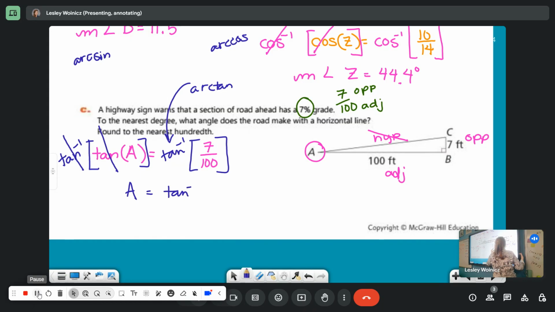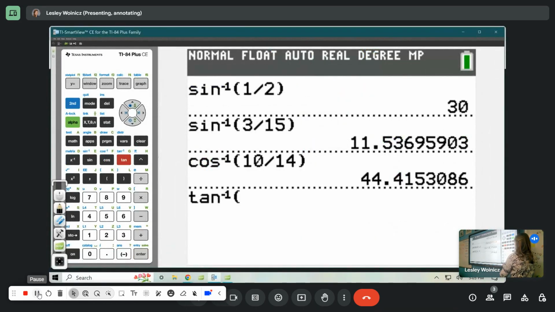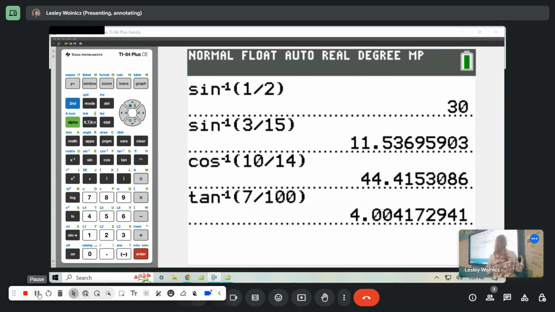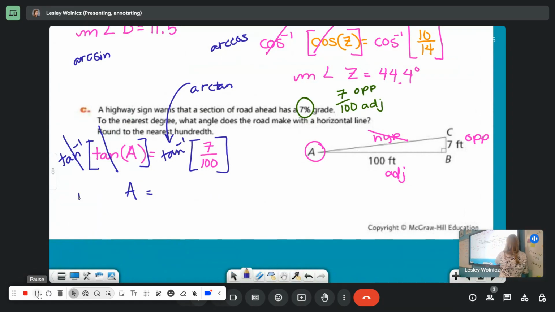And then we get inverse tangent of, well, we have to put that in the calculator and we'll get an answer. So 7 over 100. Inverse tangent, 7 divided by 100. Yeah, it says nearest degree, right? So 4 degrees. Measure of angle A is 4 degrees.